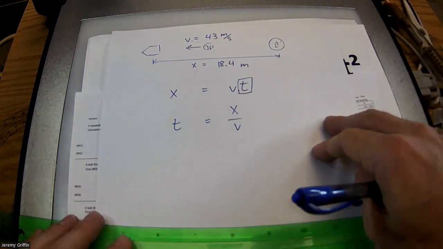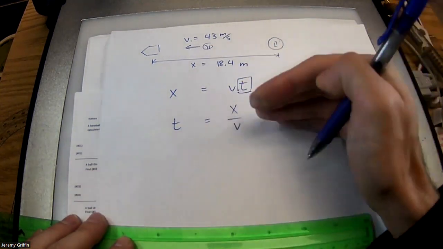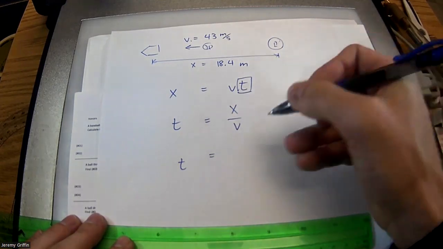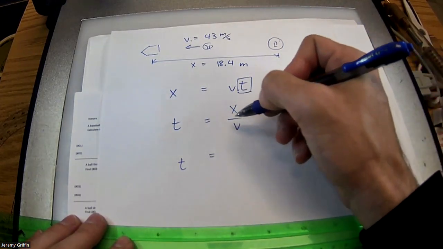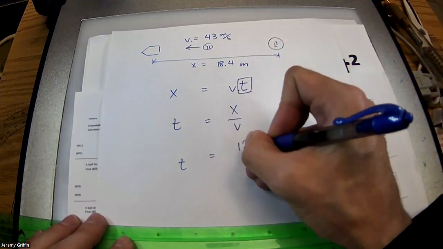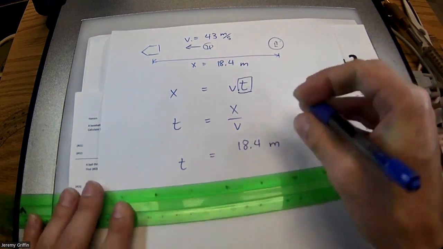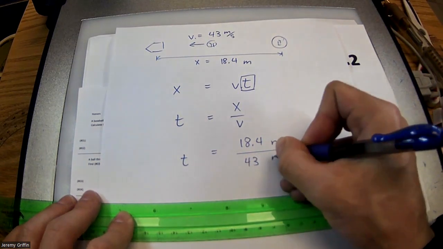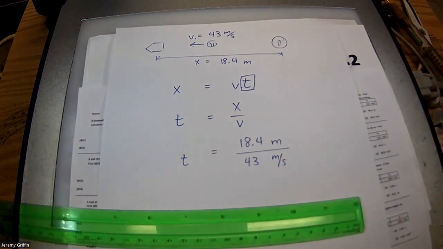Plugging in the numbers first is fine too. But I like this because now I have a general formula where I can plug in any pitching speed and get any reaction time. So we're taking 18.4 meters divided by 43 meters per second. See what that is.